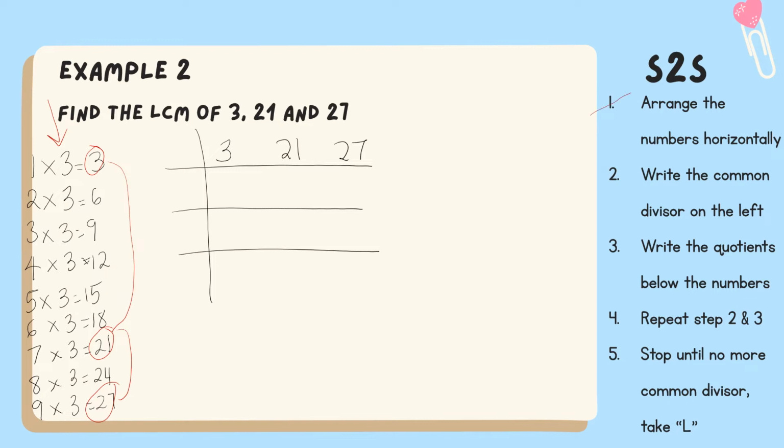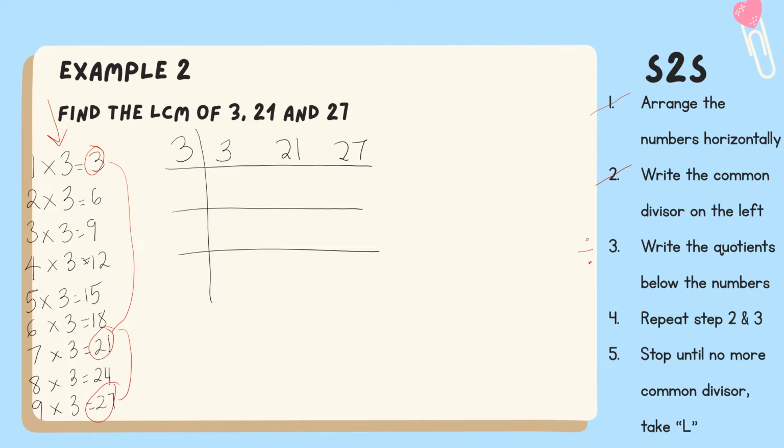Arrange the numbers horizontally. Step 2. Write the common divisor on the left. Like I said before, the common divisor is number 3 because they're all in timetable 3. So let me just write the divisor on the left. That is step 2. Step 3. This is where the division starts. Write the quotient below the numbers.